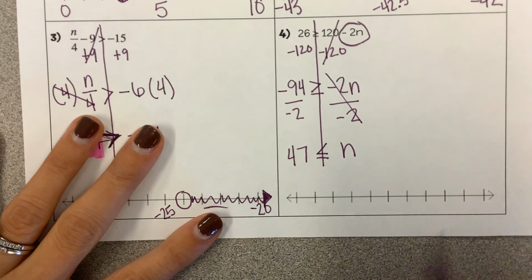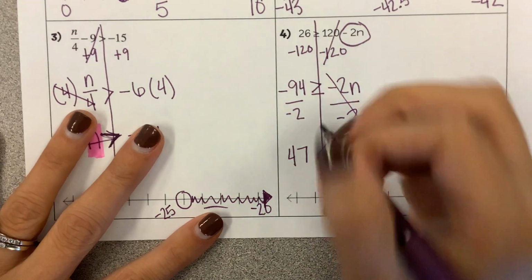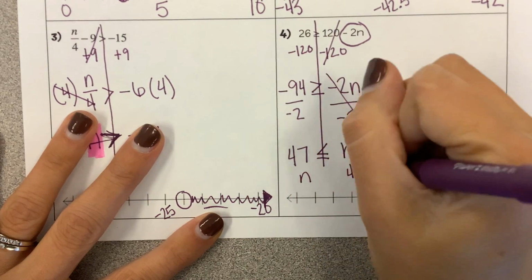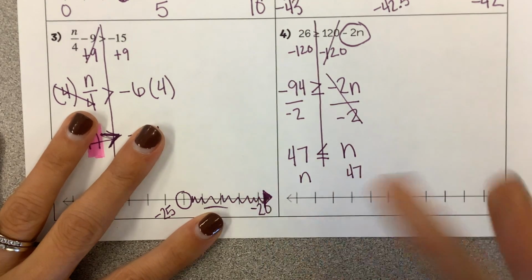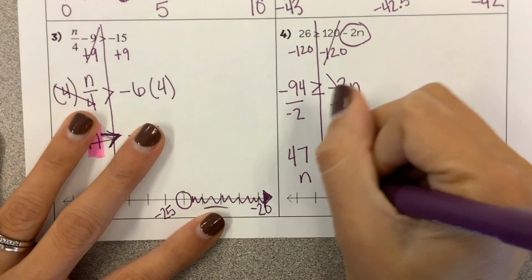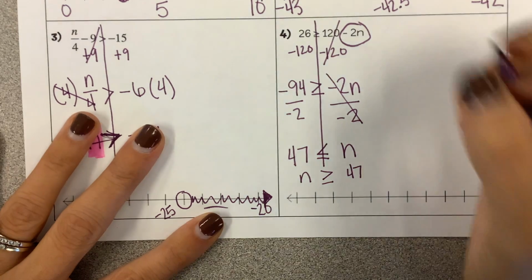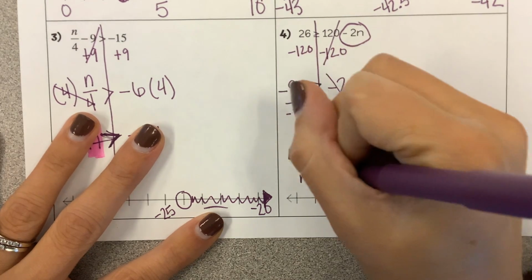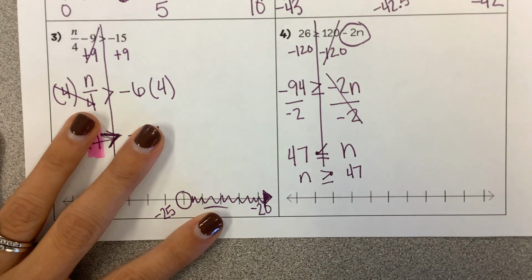I like to rewrite my inequalities so my variable's on the left. So I'm going to flip-flop these, the n and the 47. But since I flip-flopped that, I need to flip-flop my sign as well, because I need that point by the 47.